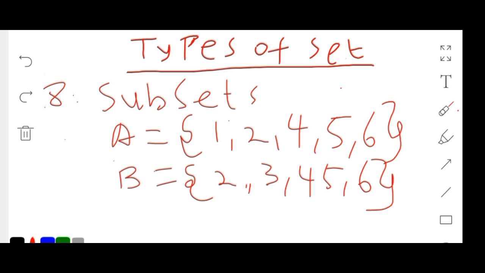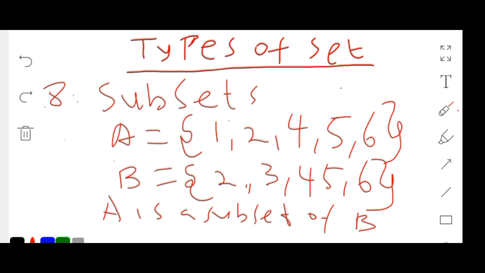Because all elements in A are inside B. So definitely we can say A is a subset of B, or B is a subset of A, because every element in B is also in A and every element in A is also in B. So we can say A is a subset of B because elements in A are also present in B. What are the elements in A that are present in B? We have 2, 4, 5, and 6. Those are the elements. So those are the subsets of A, the elements present in A that are also in B.